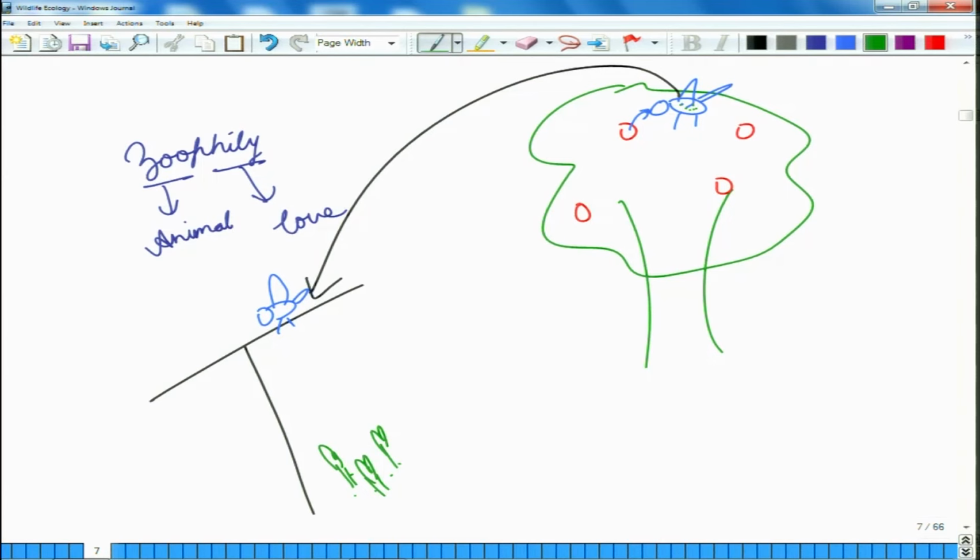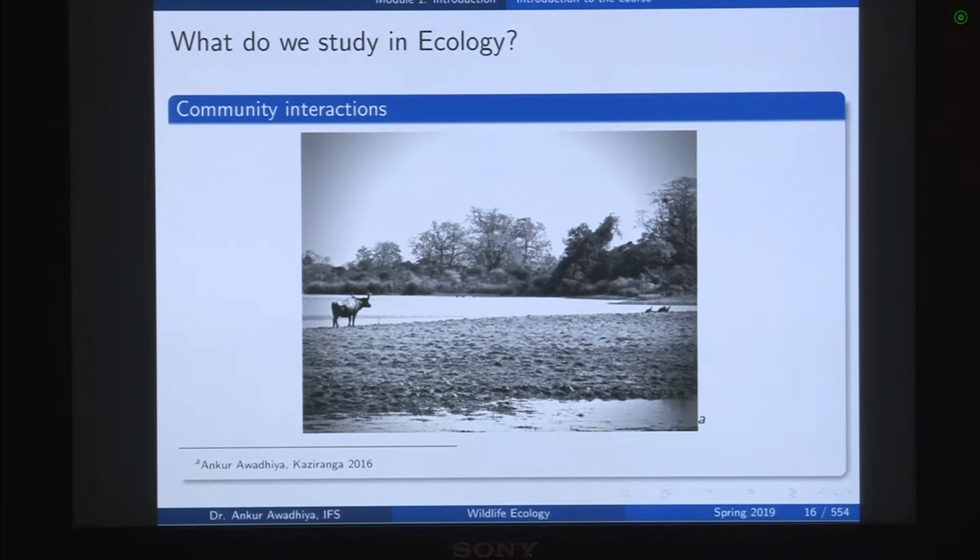So, again in this case we can see that there is a one to one interaction or a give and take relationship between both of these organisms. The tree is giving food to the bird and the bird is giving a transport mechanism to the tree. So, here we have organisms that belong to two different species and they are interacting in a way that is mutually beneficial to both of these.